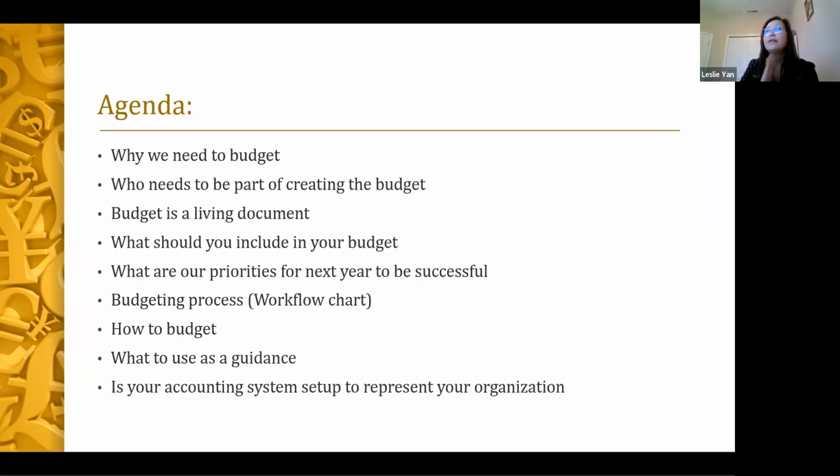This is the agenda for today's session. I know that we have a lot to cover, but I'll make sure to have some time for questions.